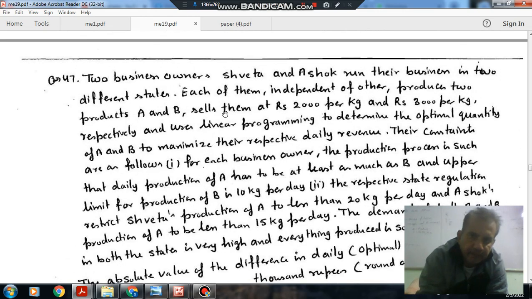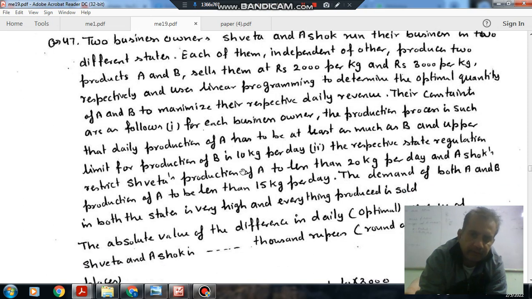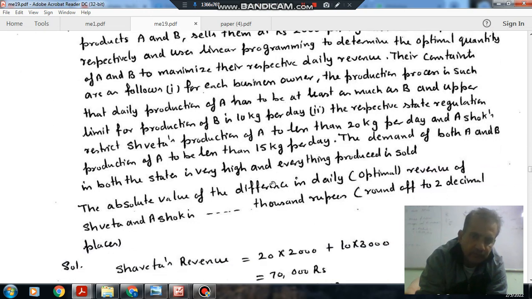It is given that A is sold at 2000 rupees per kg and B is sold at 3000 per kg. The constraint is that A should be higher than B. So A has to be at least as much as B, and the upper limit of B is just 10 kg. So A should be higher than 10 and B can be a maximum of 10. This is the first constraint. The second constraint is that Shweta's production of A is less than 20, so maximum it is 20, and Ashok's production of A is less than 15, so maximum it can be 15.